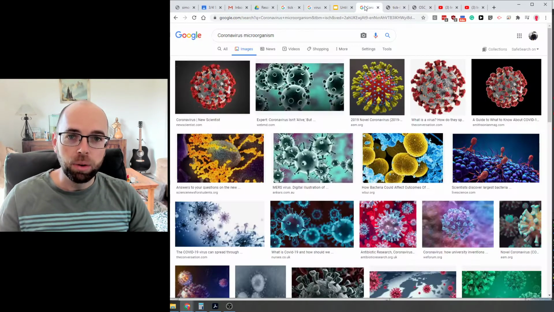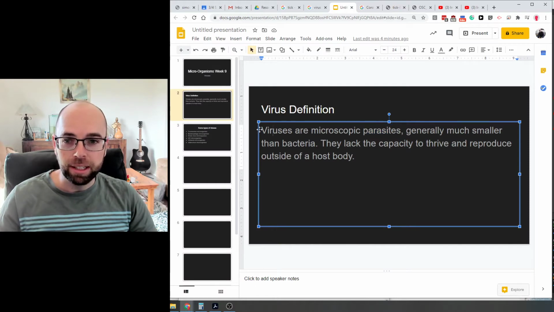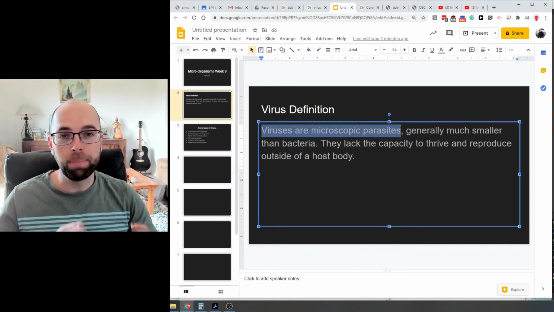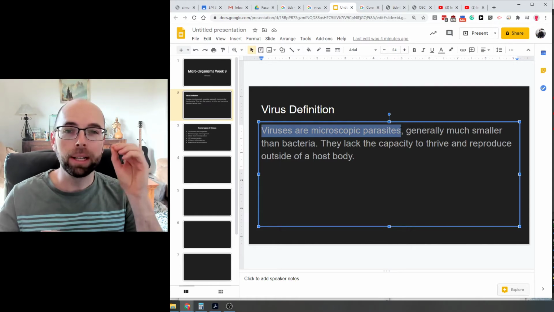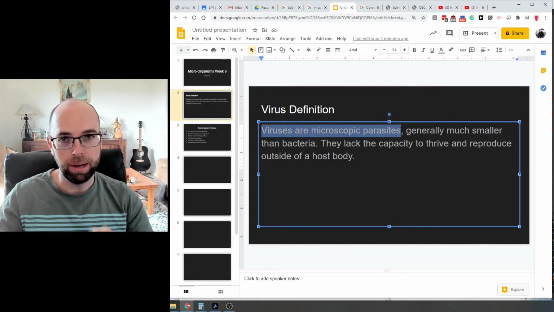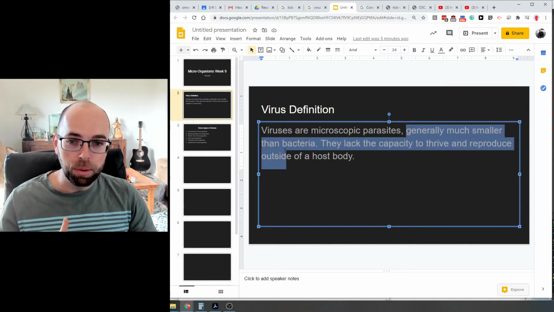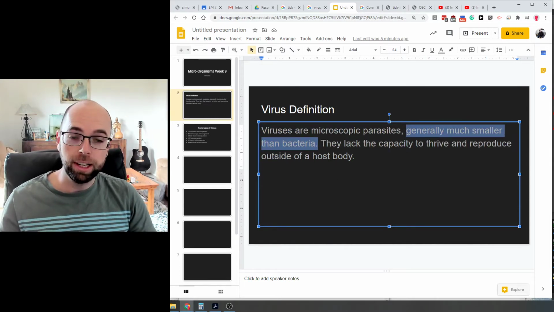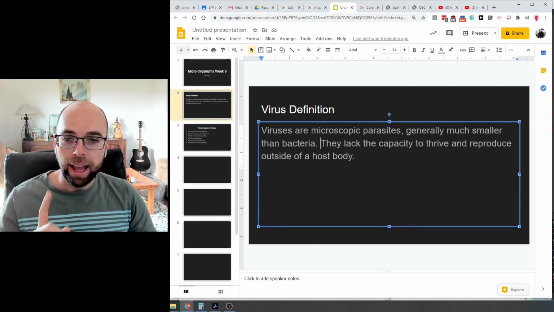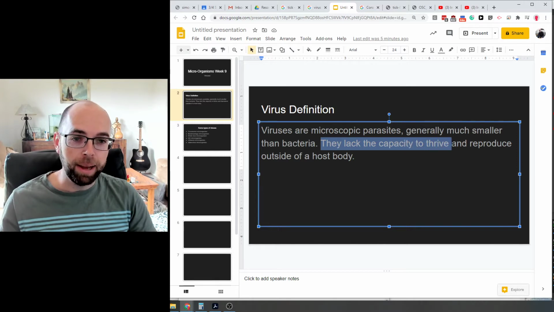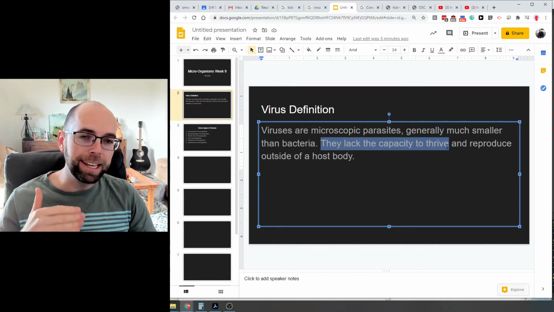Okay, so when we say a virus is a microscopic parasite, it's a parasite a bit like a tick, but so small that we need a microscope to see it. Okay, now it says they're generally much smaller than bacteria. We've learned about a few different kinds of bacteria, okay, and they're much smaller than that. Okay, and then last part here, they lack the capacity to thrive. I'm going to actually say, by this what it means is they don't do well.